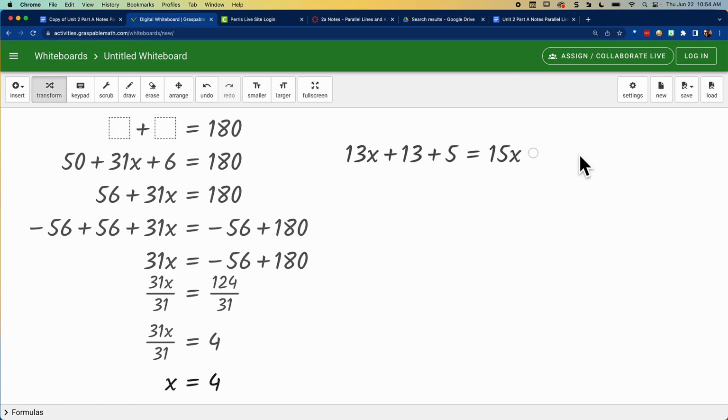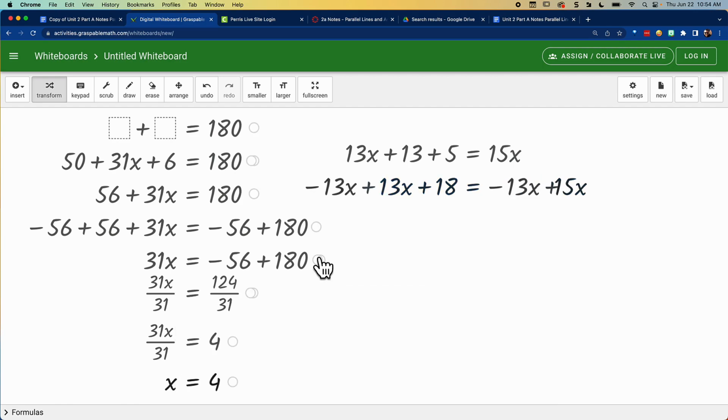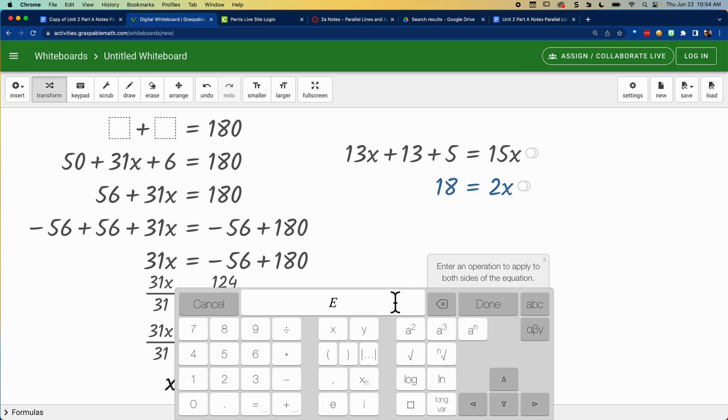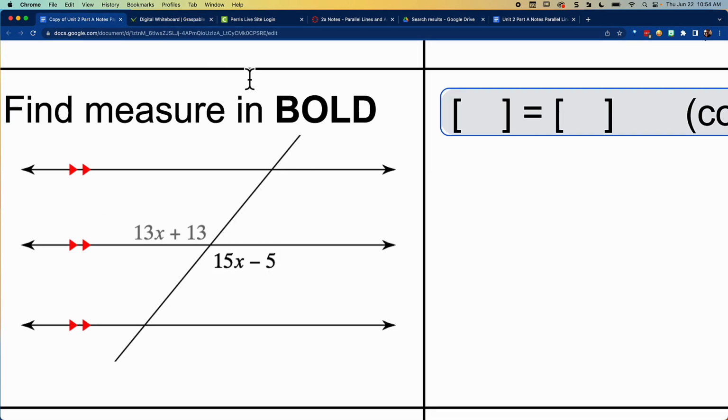So I'm going to go all the way back to this last line. Put these together. And then equally add negative 13x to both sides. Make a 0. Make 2x. Now I'm getting it right, and now I'm going to divide by 2, and I get that x equals 9. I know that x equals 9, but what I want to know is what's the measure of one of the angles. So x equals 9, but I'd have to do 15x minus 5.